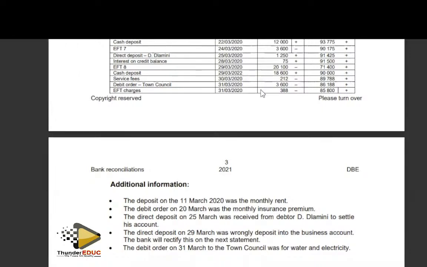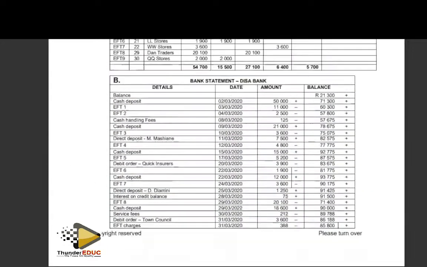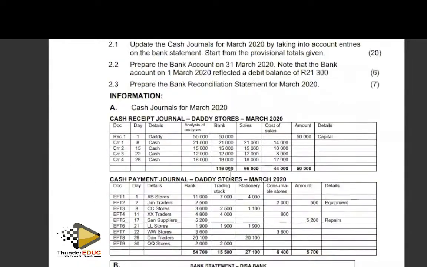So the first thing you do, take the totals given to you. We are going to start with these totals in the bank column of the cash receipts journal. We also take the bank column of the cash payments journal. Then we adjust accordingly.